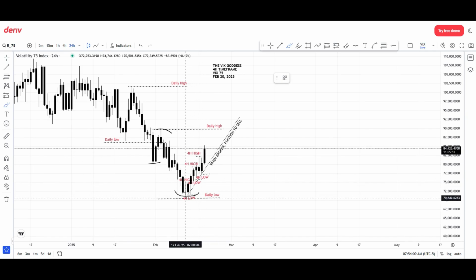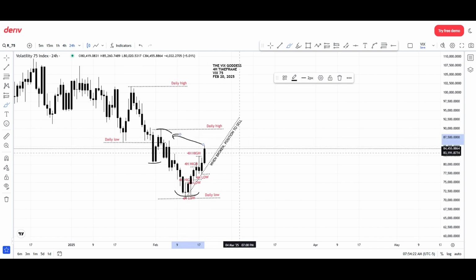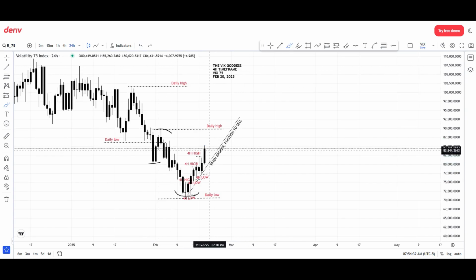Now, what we want is for price to create a lower high. So we want to see price create a high that is lower than this high right here. Price should be trying to position itself to sell, but guess what? That does not have to happen. Price can continue to go up, right? Because the market can do whatever it wants to do. You just have to follow price, the movement of price.